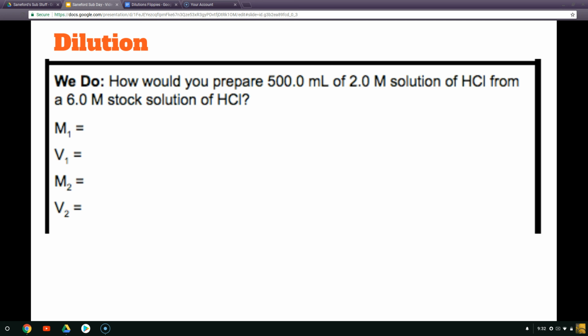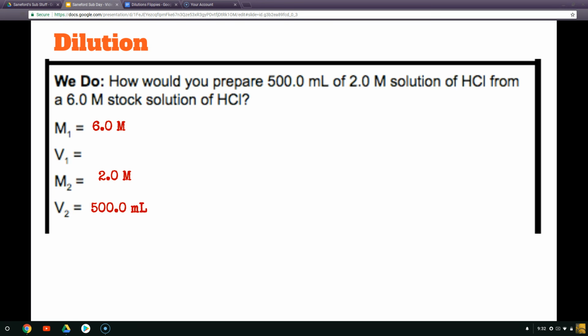Here's another one. So we want to figure out how we should prepare 500 milliliters of 2 molar HCl from 6 molar stock solution of HCl. So let's list what we know first. We're trying to get 500 milliliters. So that's our new volume. And we want those 500 milliliters to have a concentration of 2 molar. And then we know we're starting off with a 6 molar stock solution.